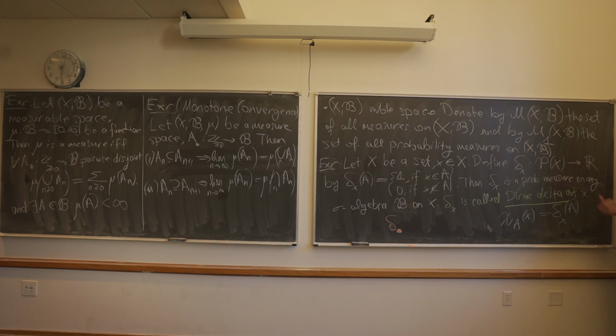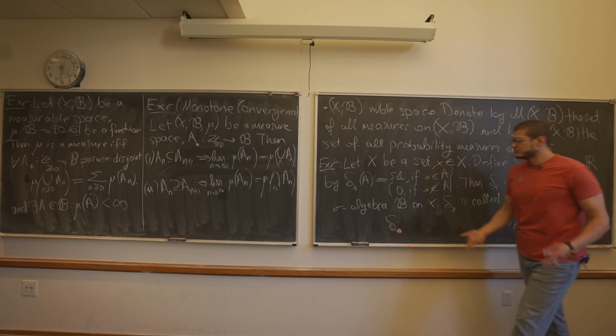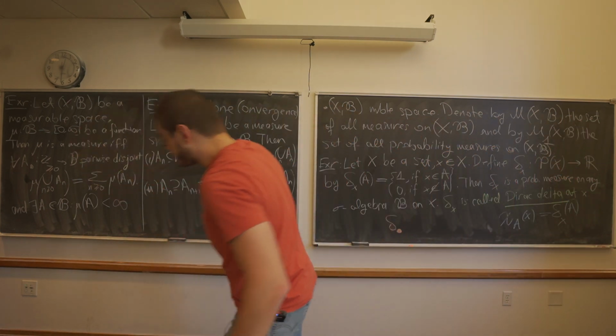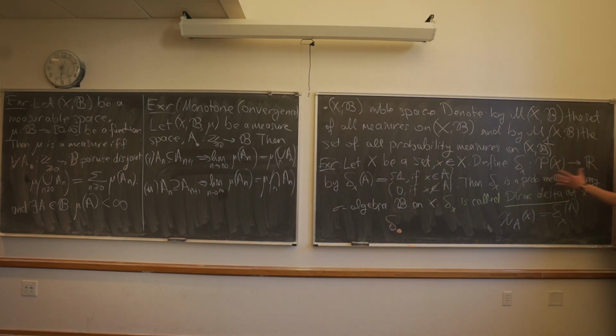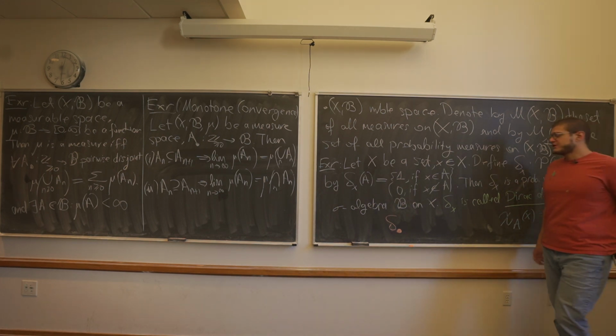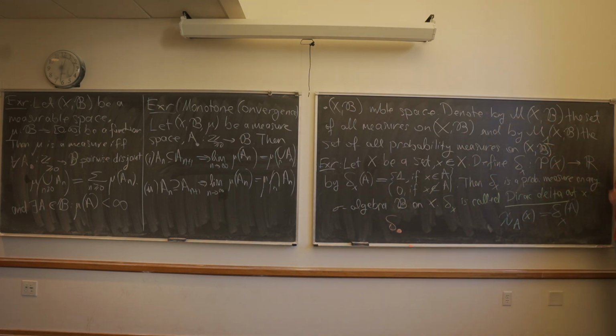But of course, the emphasis is different. When I'm looking at the characteristic function, I'm thinking of a subset as a function on the set. And when I'm thinking of a delta measure, I'm fixing a point and thinking of it as acting on sets. Ultimately, these two give the same value, but it's slightly different in a sense. And delta sub x for any x is a probability measure on any sigma algebra B on X. And it's called the Dirac delta.